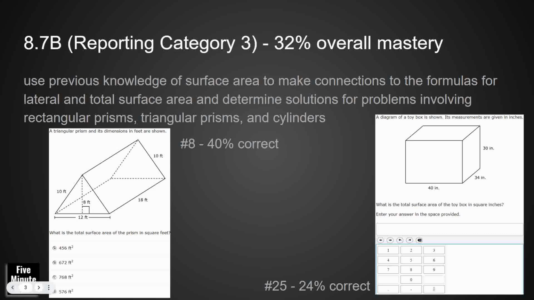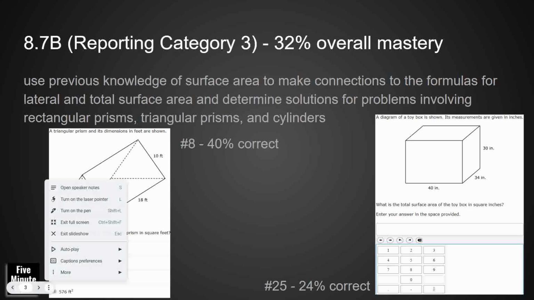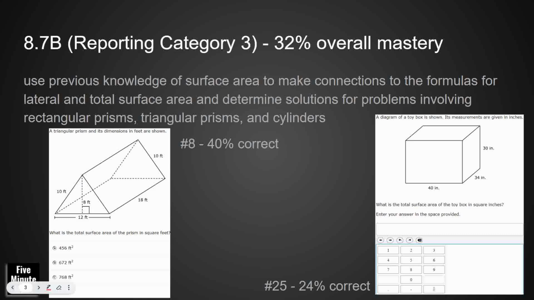So let's start with our lowest readiness standard. This is 8.7b. You see it in reporting category 3, 32% overall mastery. We are using knowledge of surface area to make connections here, and we're looking at lateral surface area and total surface area of all kinds of three-dimensional shapes. Now, typically it ends up being total surface area, and that's what we have here in 2024. We have total surface area on both of the items, number 8 and number 25.